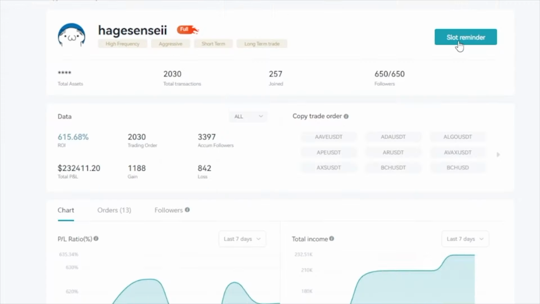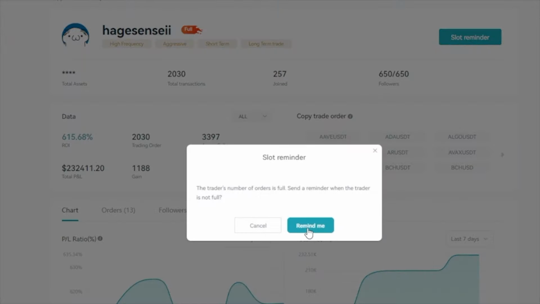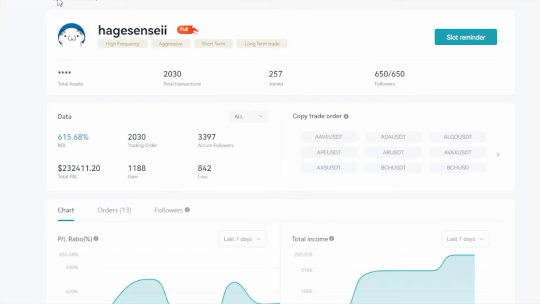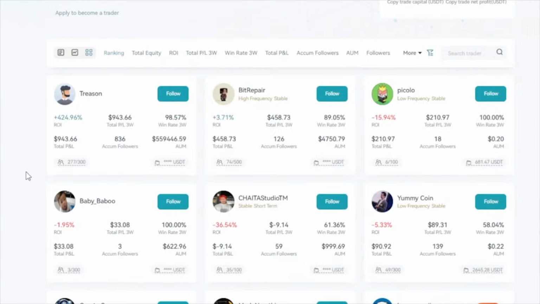Now, you can, however, sign up for alerts so that you'll be notified whenever someone follows that trader, and that's most of the features.